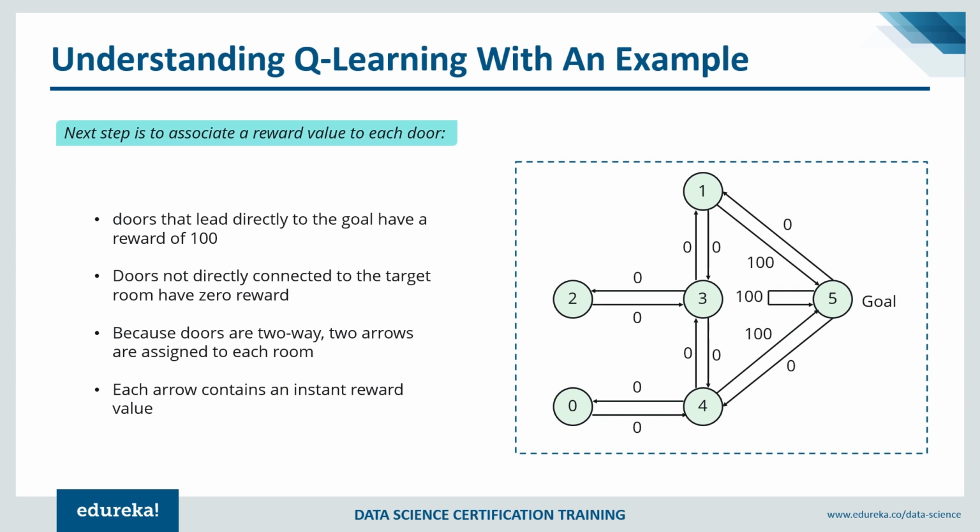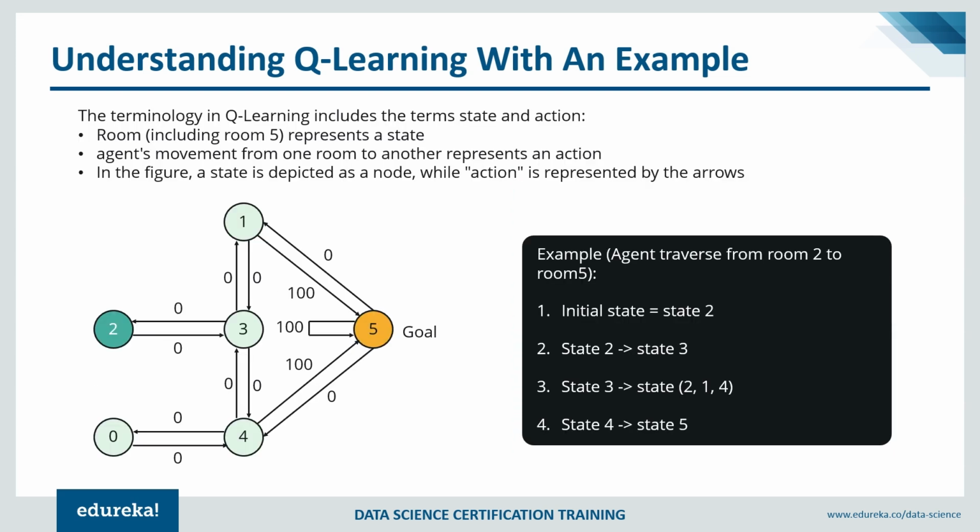Because the doors are two-way, two arrows are assigned to each room, and each arrow contains an instant reward value. After that, the terminology in Q-learning includes the terms states and actions. Room 5 represents a state. The agent's movement from one room to another represents an action. In this figure, a state is depicted as a node, while an action is represented by the arrows. For example, let's take an agent that travels from room 2 to room 5. The initial state is going to be state 2. Then the next step is from state 2 to state 3. Next, it moves from state 3 to either state 2, 1, or 4. If it goes to 4, it reaches state 5. That's how you represent the whole traversing of an agent in all of these rooms.